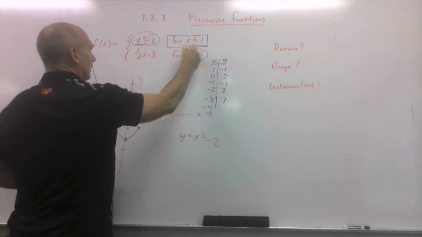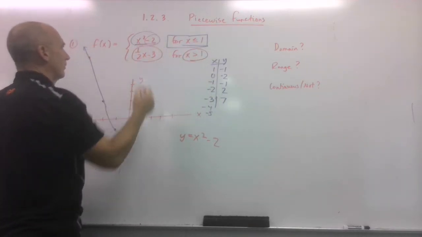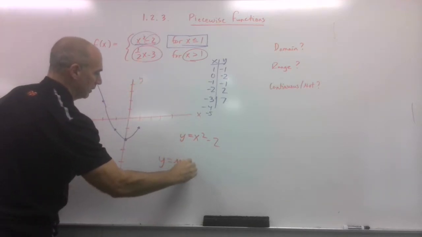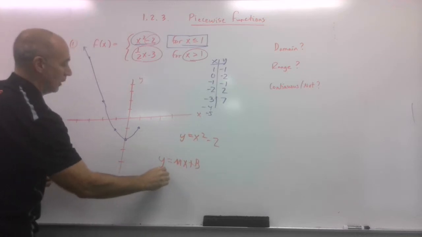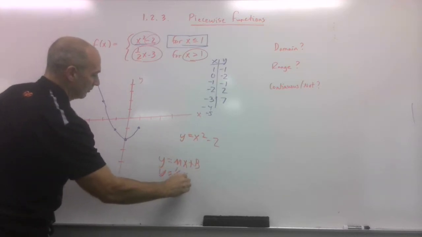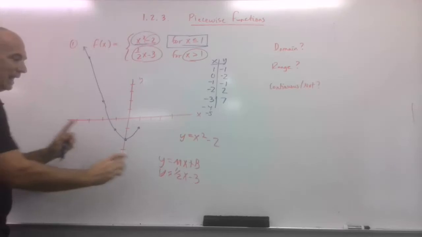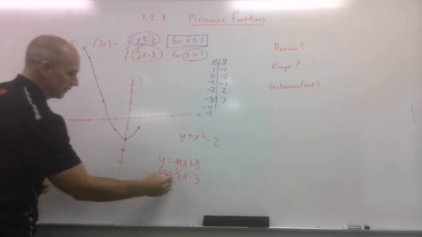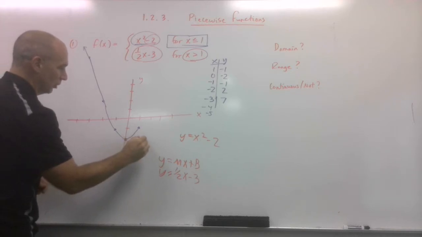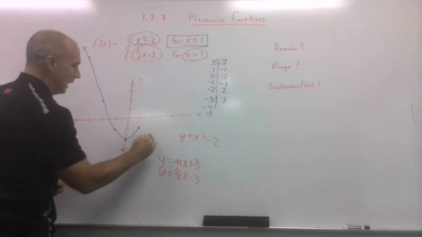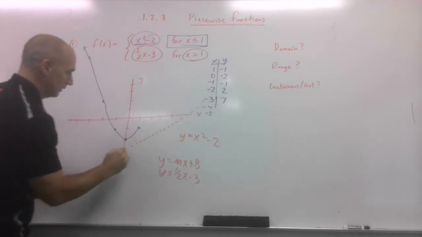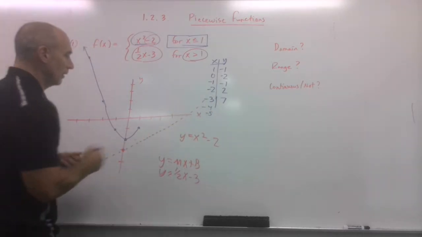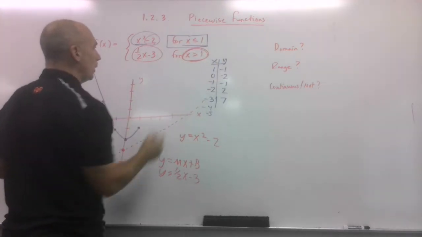And now this one is 1/2 x minus 3. Now all that is y equals mx plus b, for y equals 1/2 x minus 3. So I know that that line looks like 1, 2, 3. There's the y-intercept. I go up 1 and over 2, and then the whole line would look something like this. Now notice what they want. X is only greater than 1.